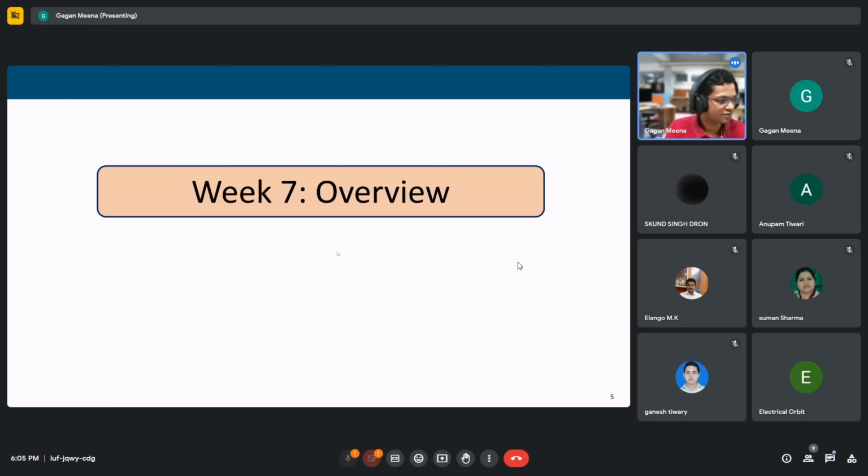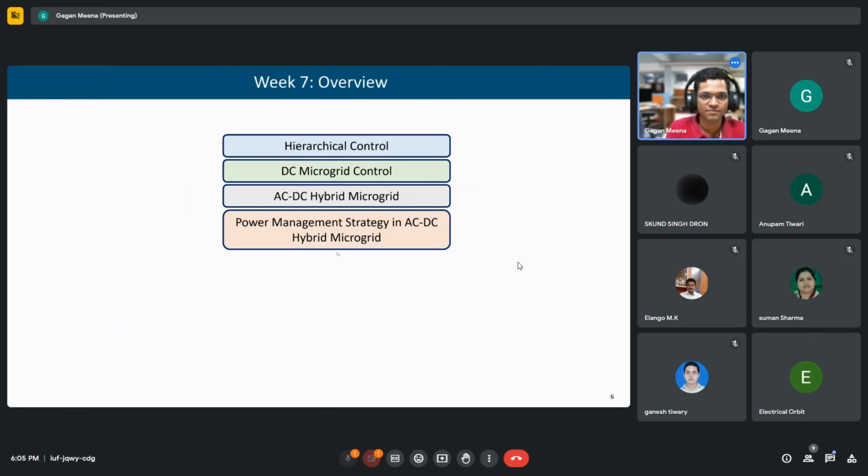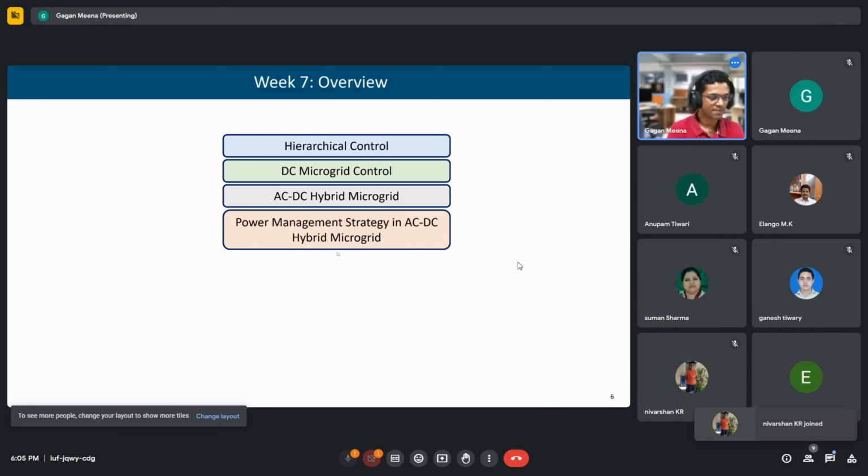Let us start with the overview of week 7. In week 7, the main topic was, initially, a continuation of the AC microgrid control, and then DC microgrid, and then hybrid AC-DC microgrid. We started with the hierarchical control, then control in DC microgrid, and then control in AC-DC hybrid microgrid, and different power management strategies for hybrid AC-DC microgrids.